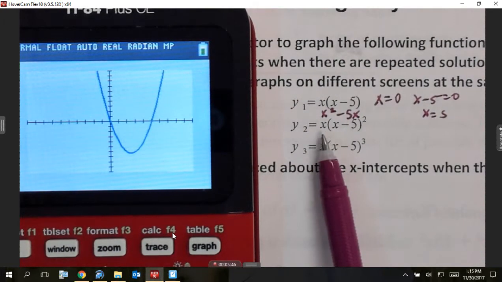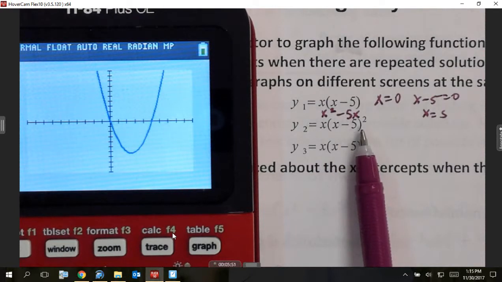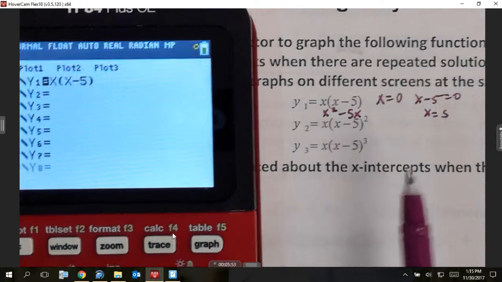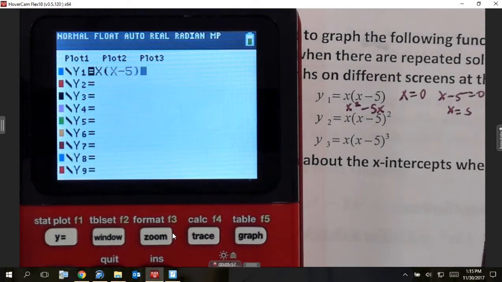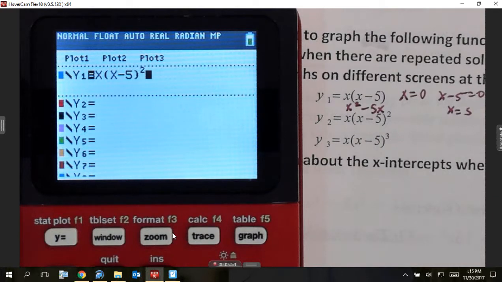So now what I've done for the second one is we're going to change it so the x is still x to the first, but our x minus 5 is going to be squared. So that should not change our x-intercepts. It's just going to change the behavior at the x-intercepts. Go ahead and graph that one.